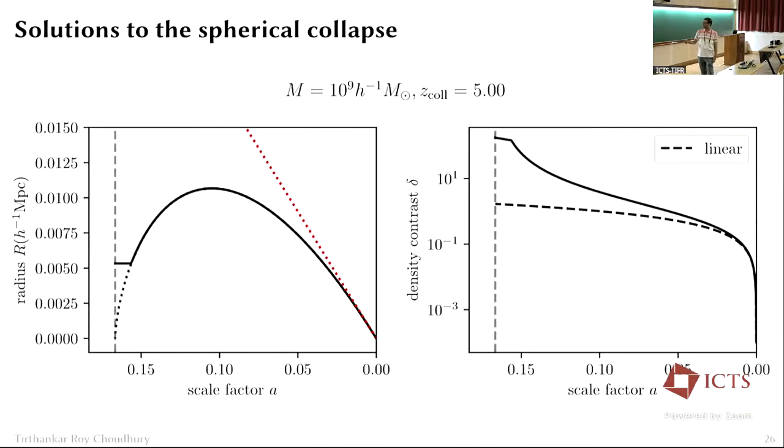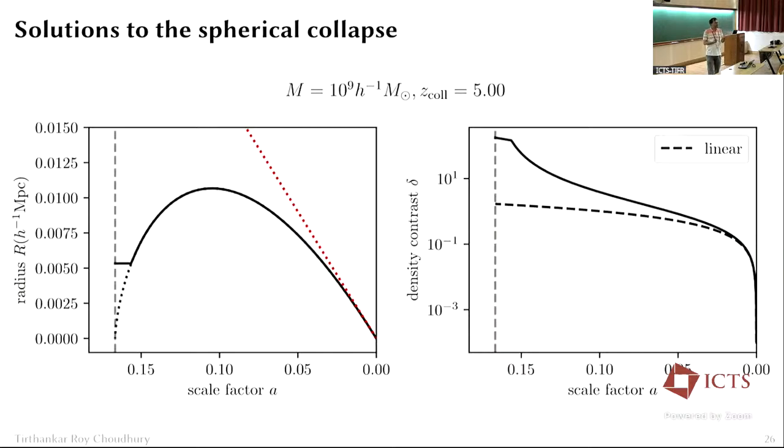This red dot would have been the radius if it was expanding with the background universe, like expanding as a, the scale factor. So what happens at early times, when the scale factor is small, you can see it was indeed expanding with the underlying universe. Why? Because the density fluctuations were very small. The universe was almost smooth, and it was almost expanding with the background universe.